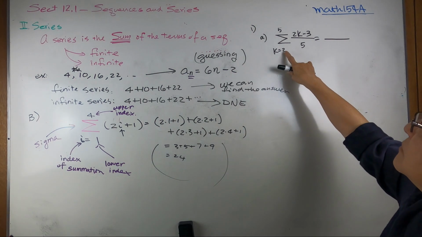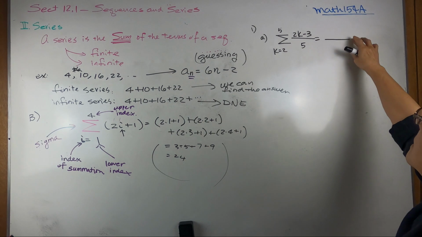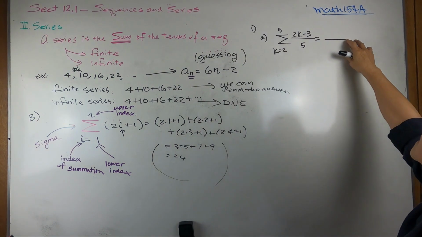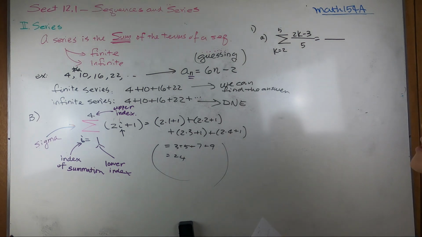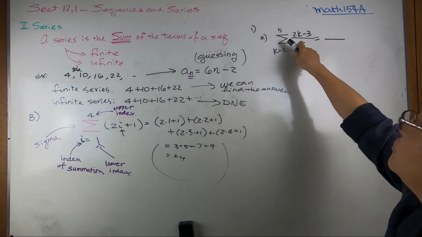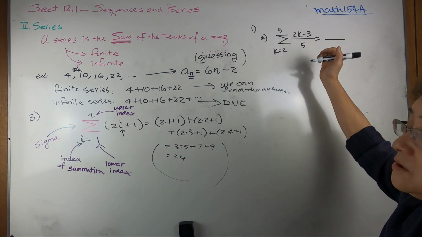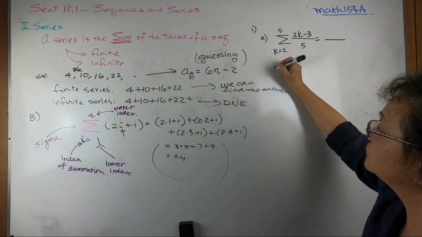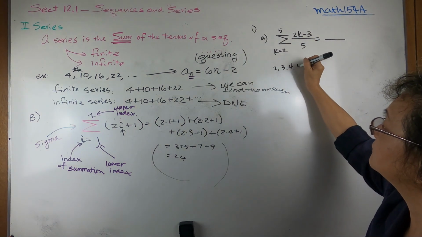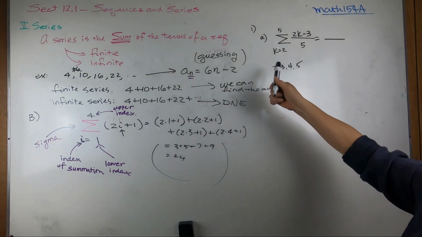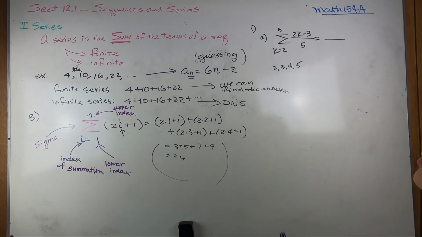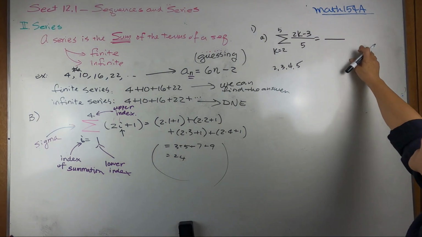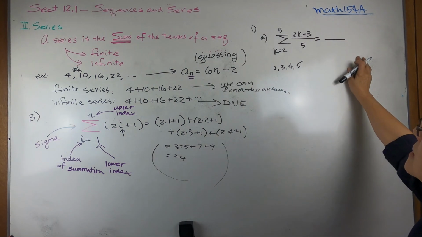k is running from 2 to 5. So how many items do you have? You need to count on your fingers. From 2 to 5, how many terms do you have? 2, 3, 4, 5. 4 terms. Up to 5, you don't count the first term, so 5 minus 1. You have 4 terms. Then you have to add them together, right?